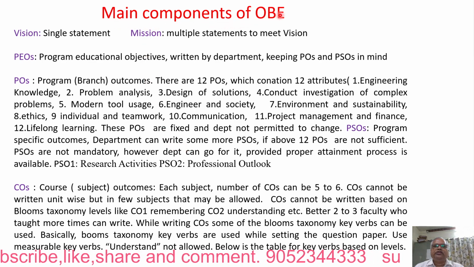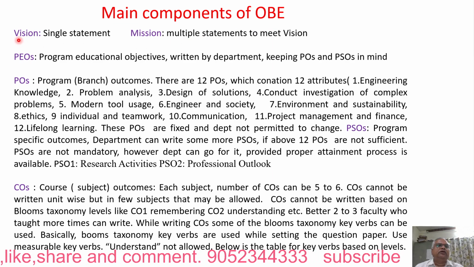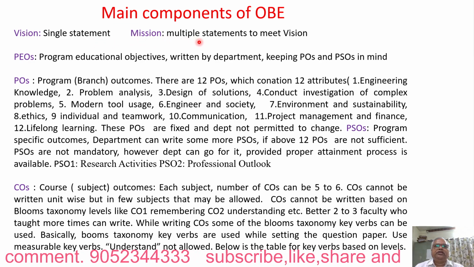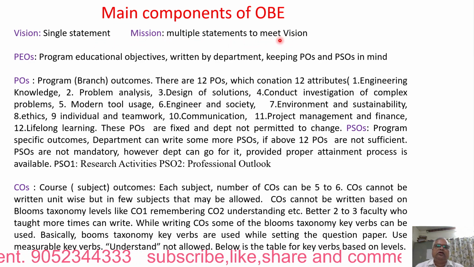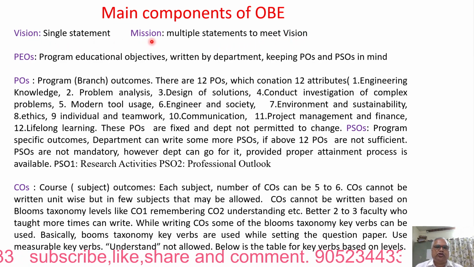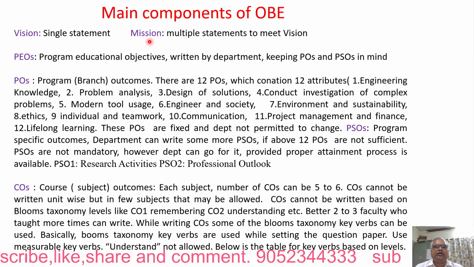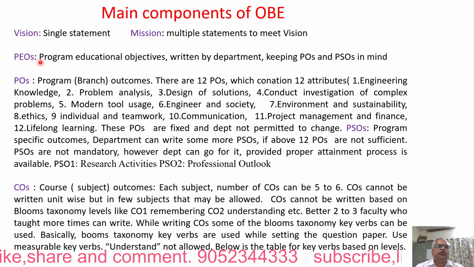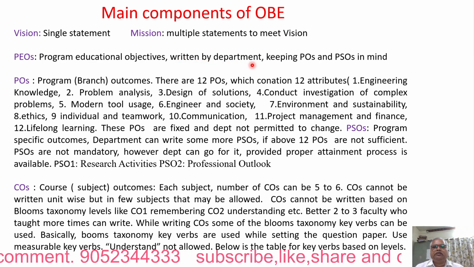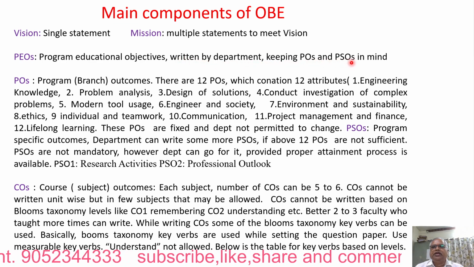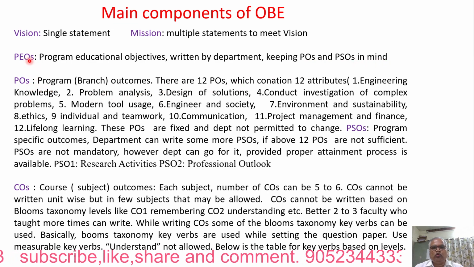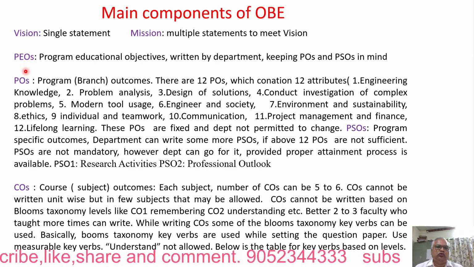What are the main components of outcome-based education? One is important vision. Vision is a single statement. Mission is a multiple statements to meet or to implement the vision. The vision and mission are there for institution level as well as department level. Next, PEOs, program educational objectives. These are written by department, keeping POs and PSOs in mind. There are 5 PEOs. We write 5 PEOs.